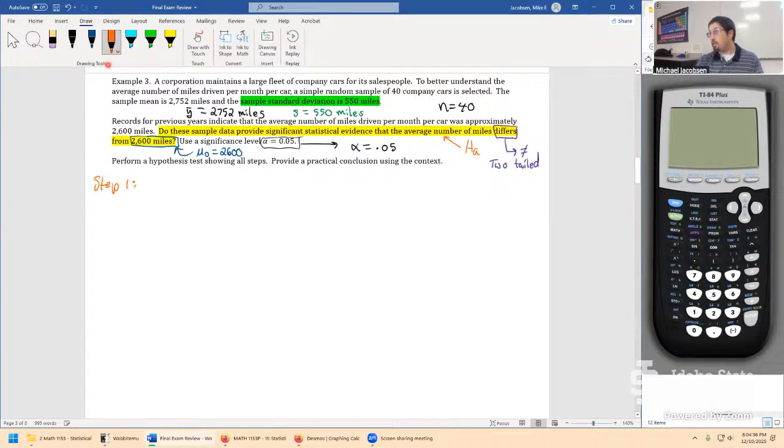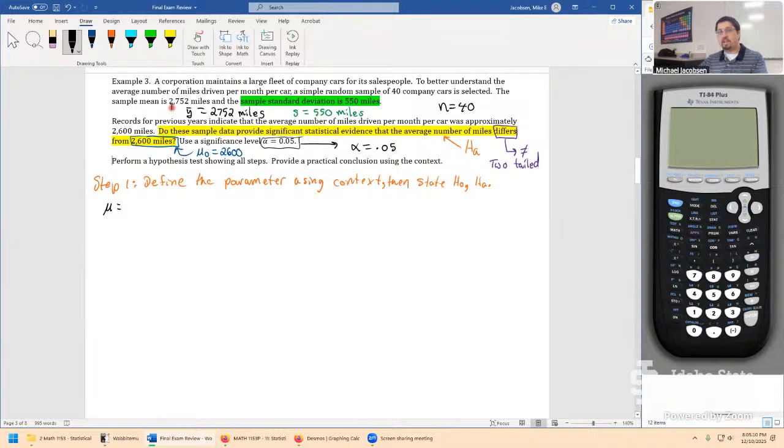Step 1, define the parameter using context. Then state H naught, HA, state the hypotheses, the null and alternative hypothesis. So let's start off with parameter mu.